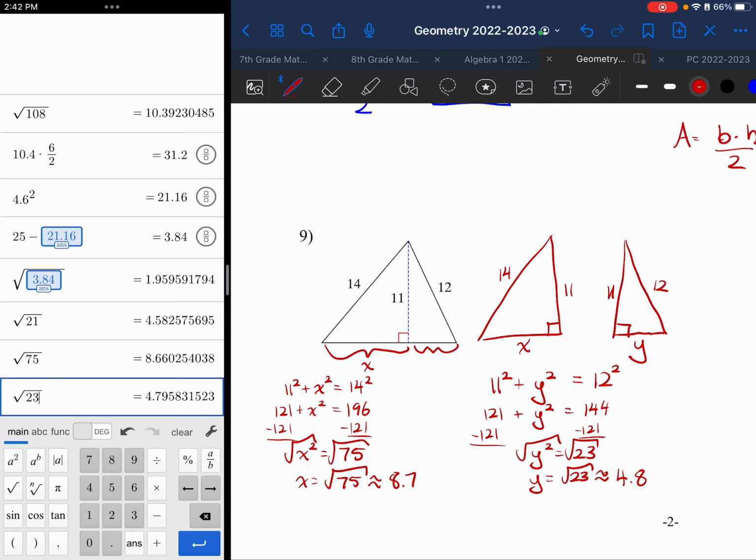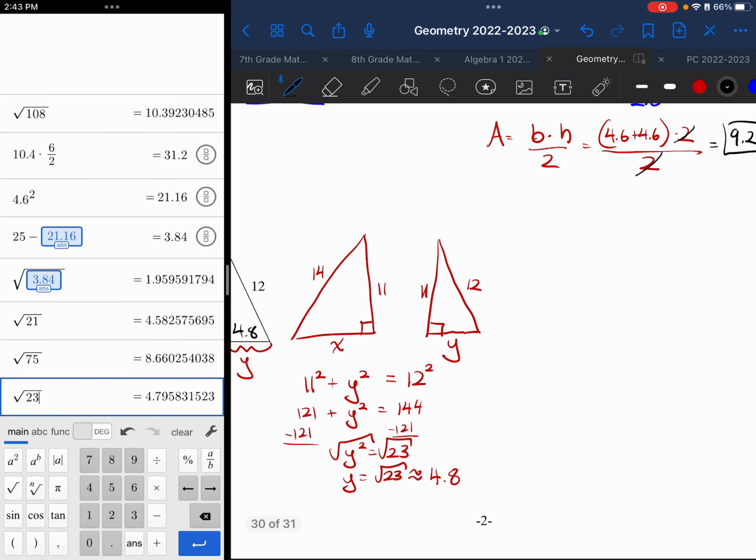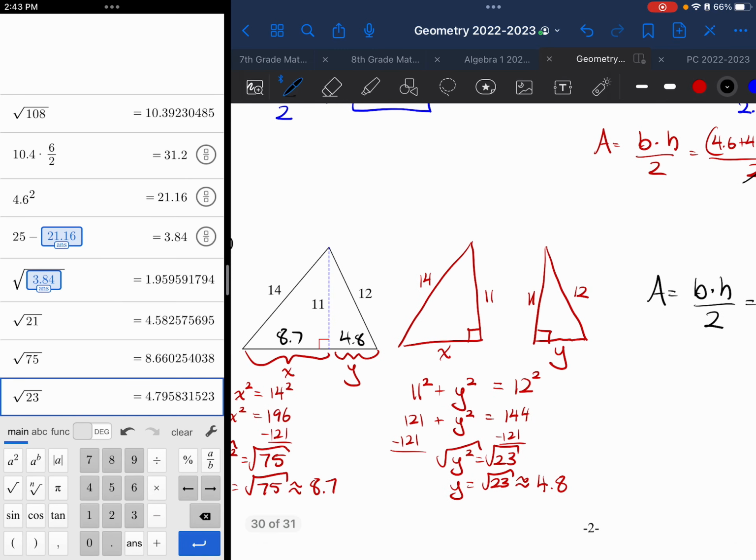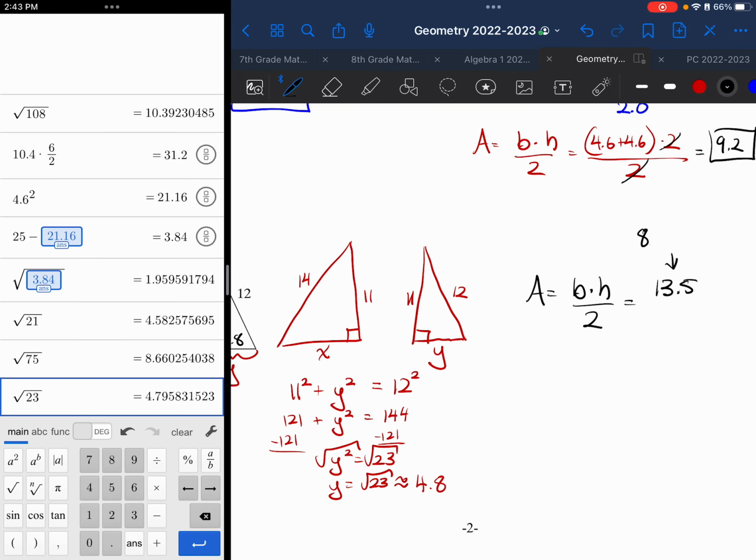So that means that this length right here was y, and we actually know those lengths. This length was 8.7, and this length was 4.8. So altogether, if I add those together, I get 13.5. I'm running out of room here, but if I just add these two together, I get 13.5. So I'm going to say the area of a triangle is equal to base times height over 2, which in this case the base I said was 13.5. This number, just as a reminder, came from 8.7 plus 4.8, and then it's base times height.